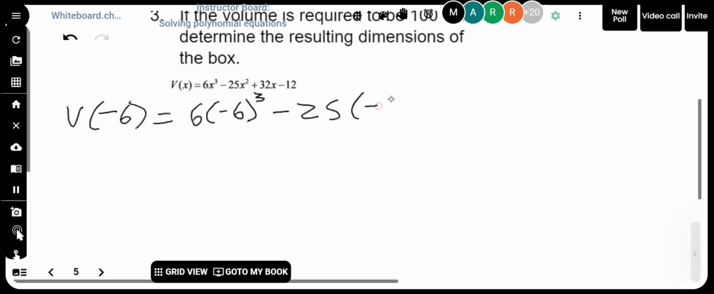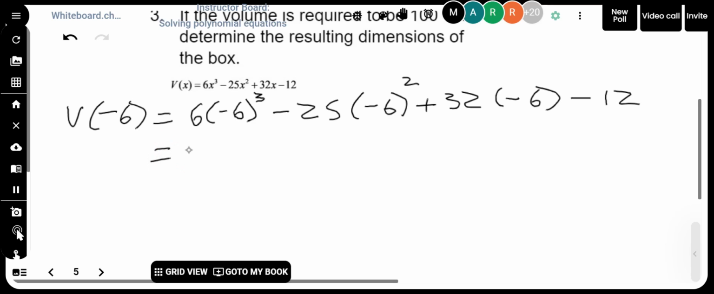6 times minus 6 cubed minus 25 times minus 6 squared plus 32 times minus 6 minus 12. Okay? All right. I'm going to have to grab my calculator here, folks. Omar has really stretched me here. I can't do that in my head. So 6 times minus 6 to the power of 3 is, whoa, minus 1296.